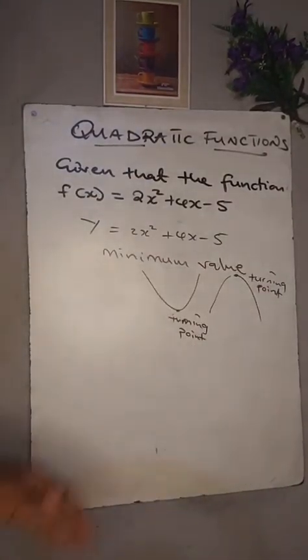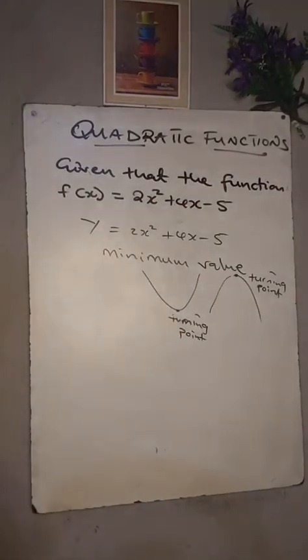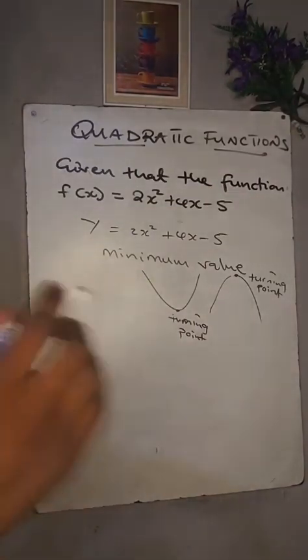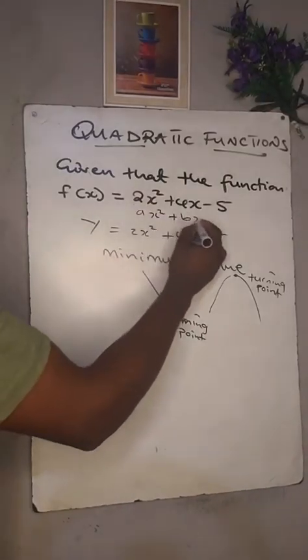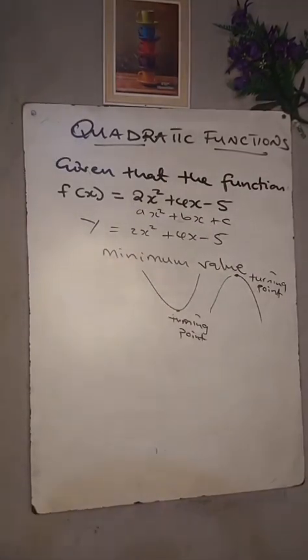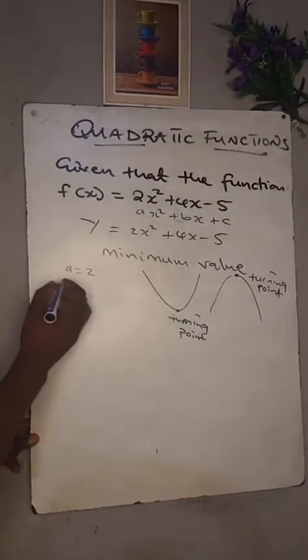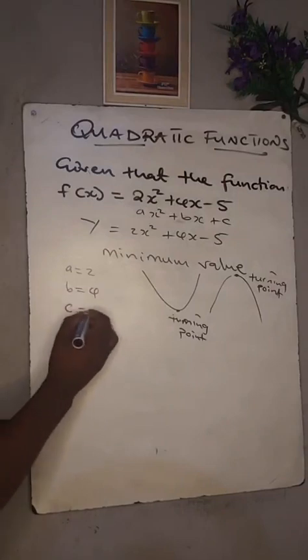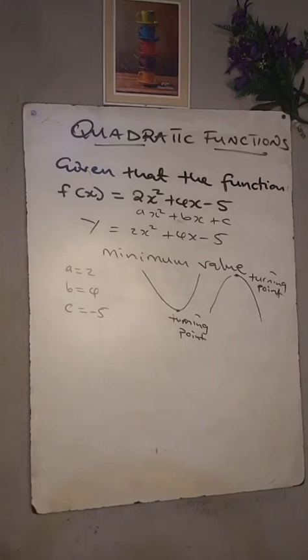So how do we find the turning point? Using the given function, how do you find the turning point? A standard quadratic equation is in the form of ax squared plus bx plus c. So if we're to get the data, our a is 2, my b will be 4, and my c will be negative 5. I need this information when finding the turning point.